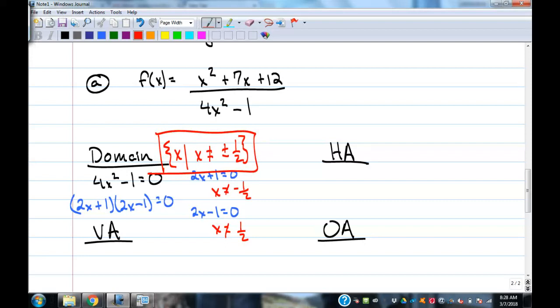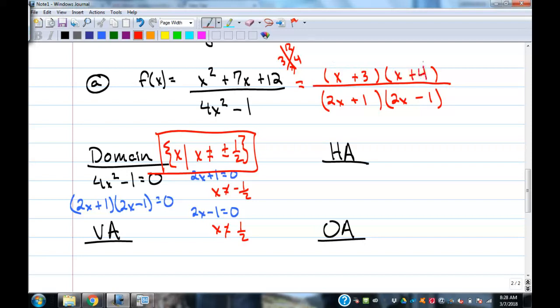Again, set the denominator equal to 0. You want to try to factor it, because we're going to factor everything we can anyway to try and simplify the rational function. So we know that the denominator factors as 2x plus 1 and 2x minus 1. So I want to go ahead and factor the numerator to see if anything will cancel. What's the numerator in factored form? Multiply to be 12, add to be 7, that's 3 and 4, right? So it's x plus 3, x plus 4.